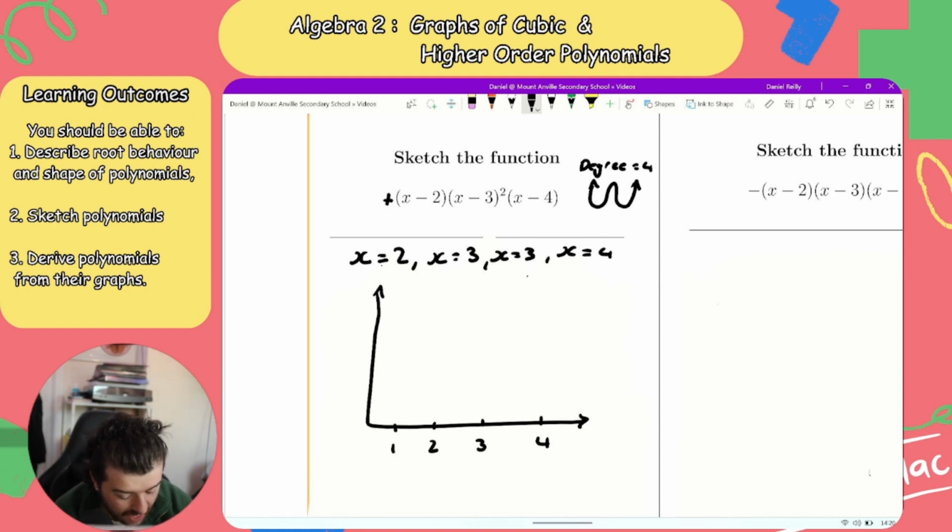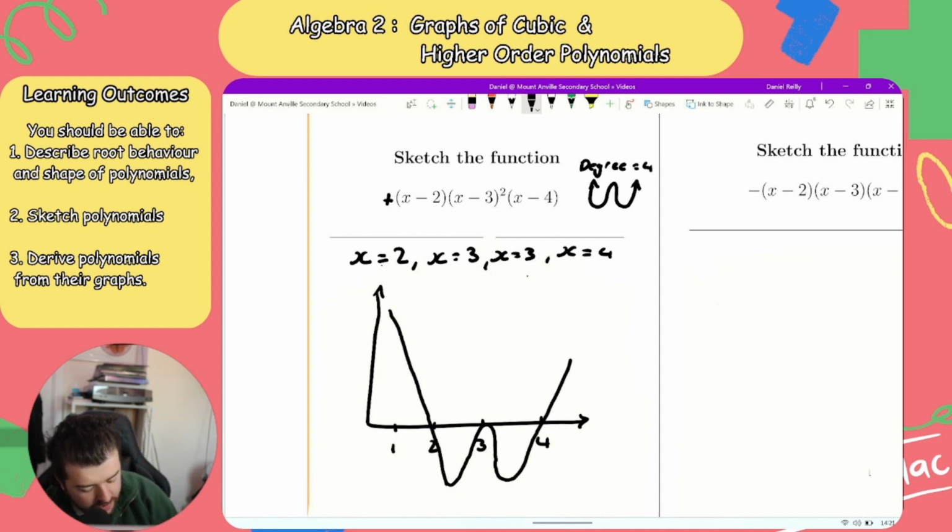So I'm going to be starting from up here and coming down. I cross through x equals 2 here. I'm going to go back up. Then I'm hitting x equals 3 twice, so the multiplicity is even, so I just touch the graph and go back down. Then I'm going to be coming back up and crossing through x equals 4. And that's it. I've sketched my graph. Just looking for a sketch.